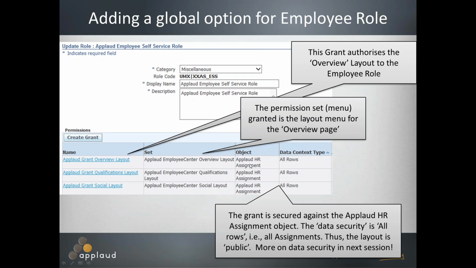And what it's saying at a high level is I can have access to look at this overview page against every single assignment on the database. That's what this means. It's basically securing against this object, which is the HR assignment table, and all rows within that table. We're going to be talking about this part of security a lot more over the final two sessions of this suite. But for now, just think of these as like public pages.